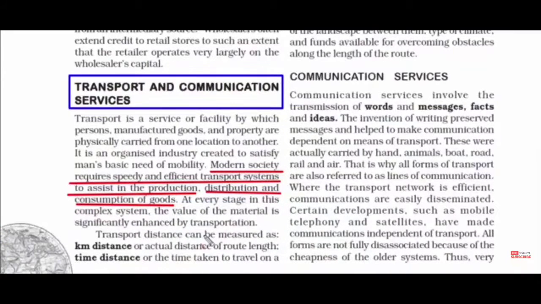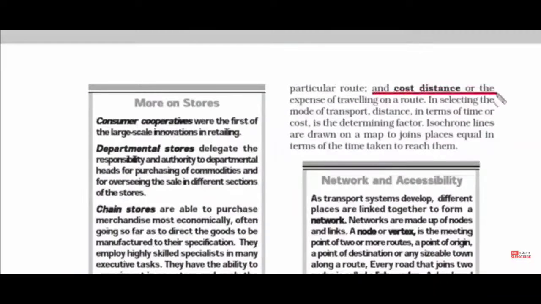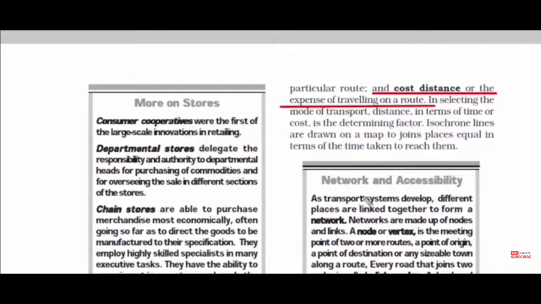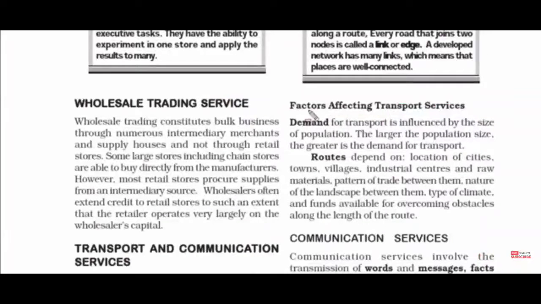So you see, profit and loss is very much associated with transport. Hence, the longer the distance, the higher the cost, and which mode of transportation you choose also determines the cost. I mean, an aeroplane is any day more expensive than a train or ship because of its delivery time. So I hope you understand the cost-distance relationship. Now we are going to read about factors affecting transport services.